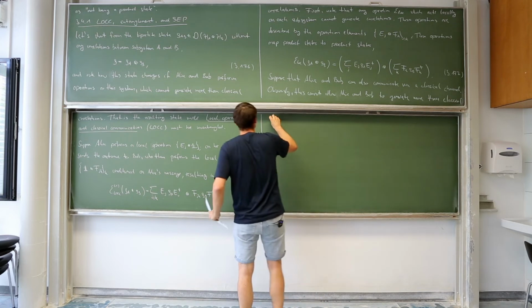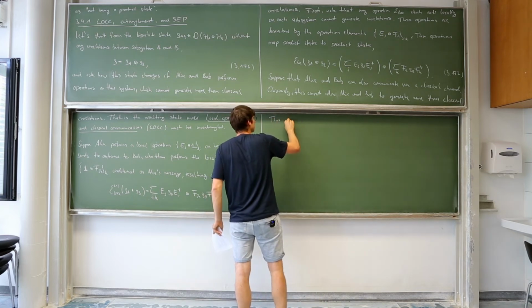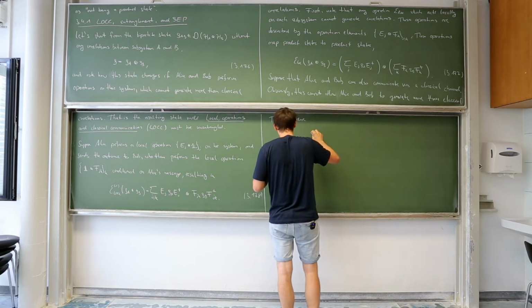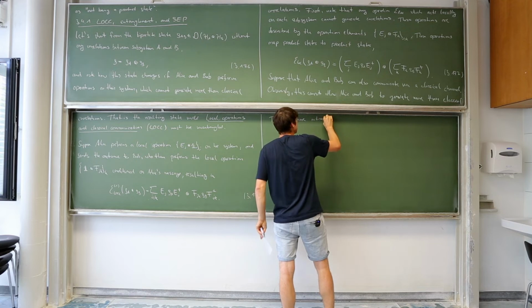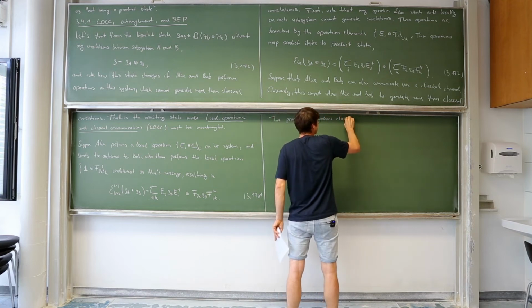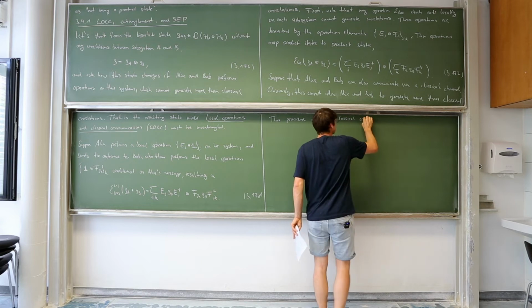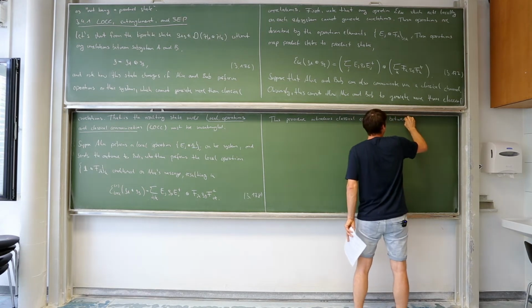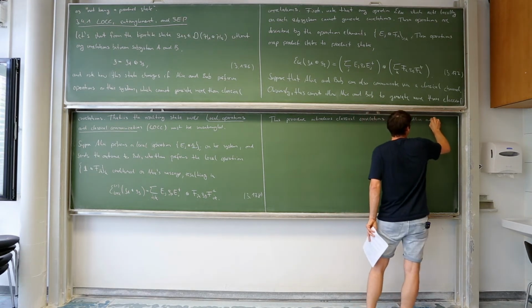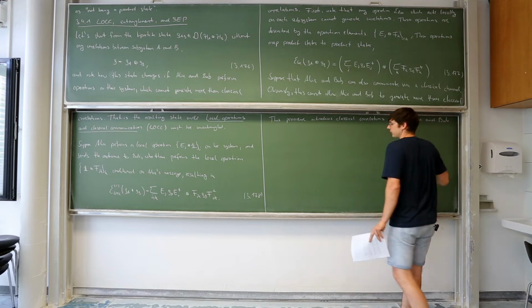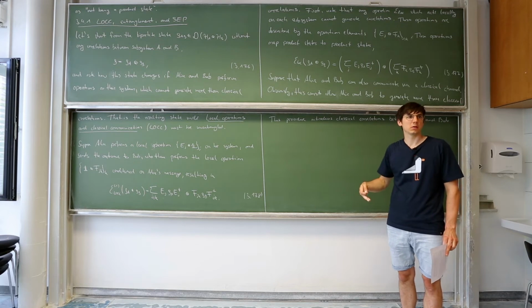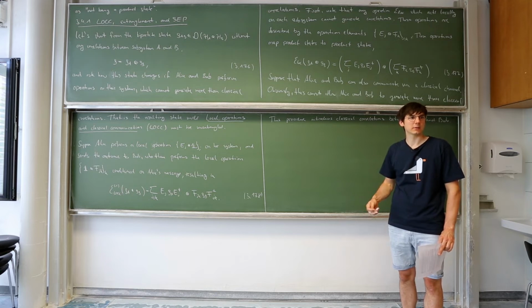So this procedure introduces classical correlations between Alice and Bob. And the reason for this is that Bob's operation is conditioned on what Alice tells him. Okay, that's the reason that there are now some classical correlations.